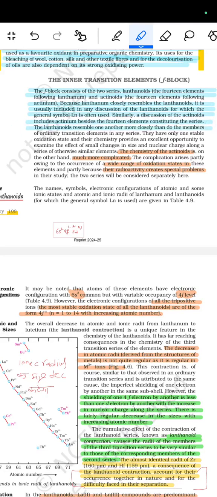The lanthanides resemble one another more closely than do the members of the ordinary transition elements in any series. They have only one stable oxidation state, and their chemistry provides an excellent opportunity to examine the effect of a small change in the radius and the nuclear charge along a series of otherwise similar elements. The chemistry of the actinides is, on the other hand, much more complicated. The complication arises partially owing to the occurrence of a wide range of oxidation states in these elements and partially because their radioactivity creates special problems in their study. The two series will be considered separately here.